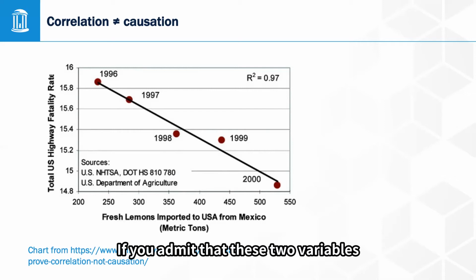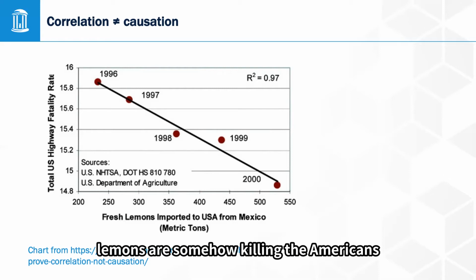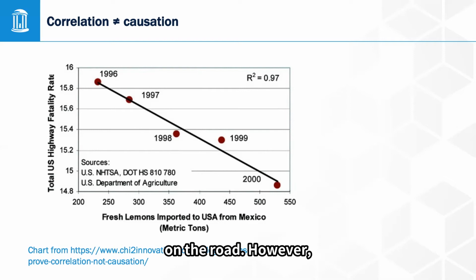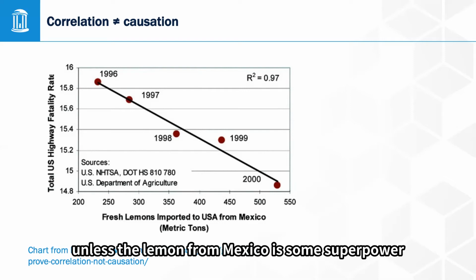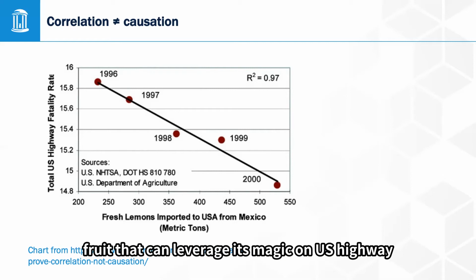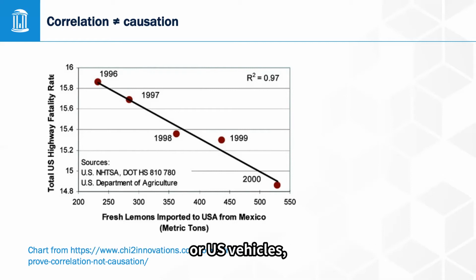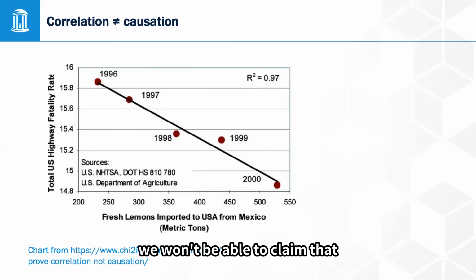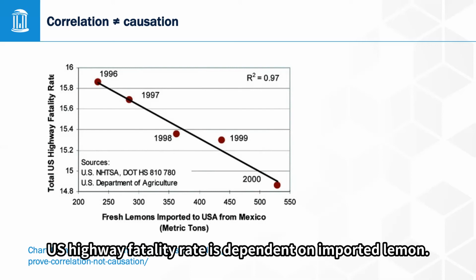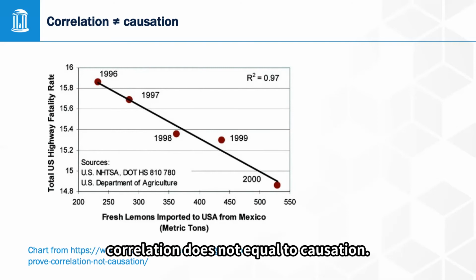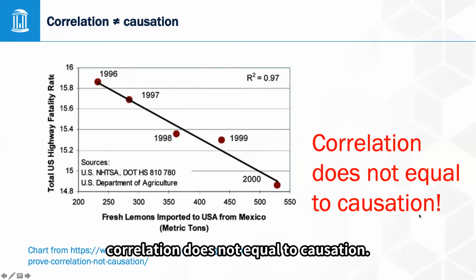If you admit that these two variables are in a relationship of causation, you also admit that Mexican lemons are somehow killing the Americans on the road. However, unless the lemon from Mexico is some superpower fruit that can leverage its magic on US highways or US vehicles, we won't be able to claim that the US highway fatality rate is dependent on the imported lemons. That's what we call correlation does not equal causation.